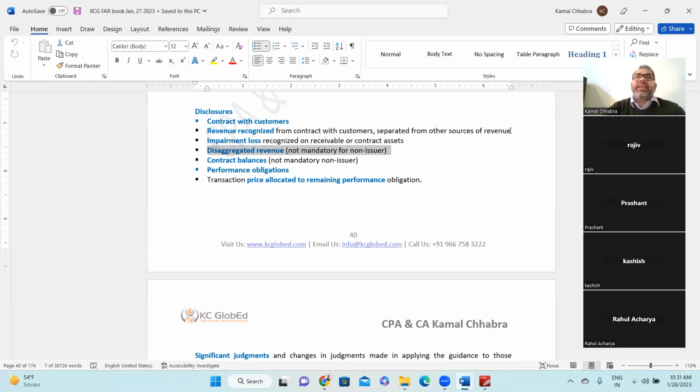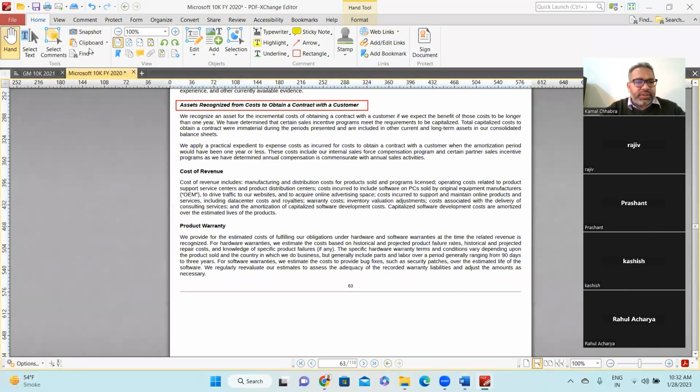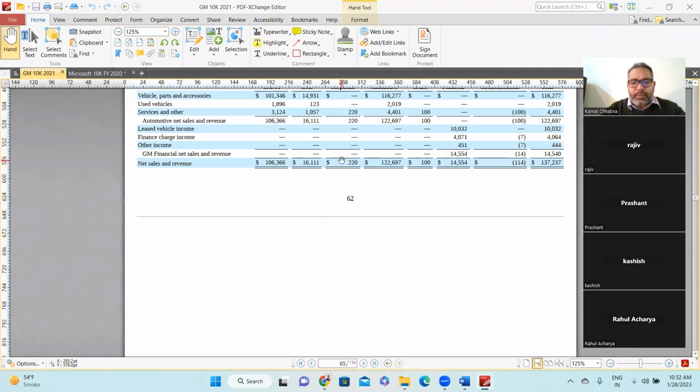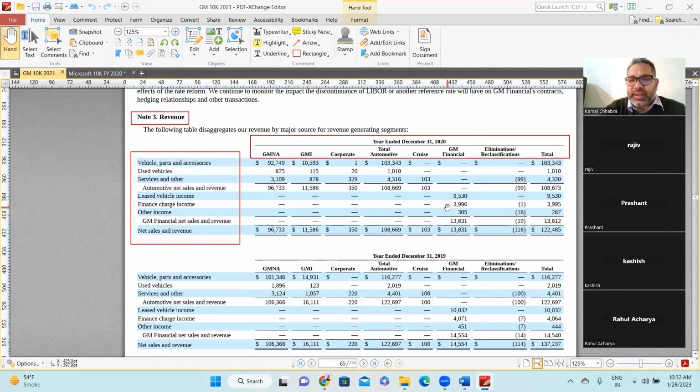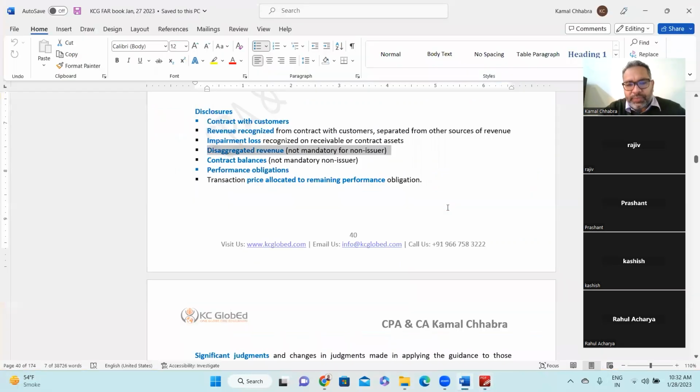Next one is disaggregated revenue, which you have recently seen, right? Disaggregated revenue is basically revenue by geography, or by product or services, or both. If you remember in this GM financial statement, we saw the revenue disclosure part. This is called disaggregated revenue. On the left hand side you see all the categories of revenue, and on the right hand side all the geographical locations and segments for the respective revenue. We have some examples for this also, and we'll be discussing them.